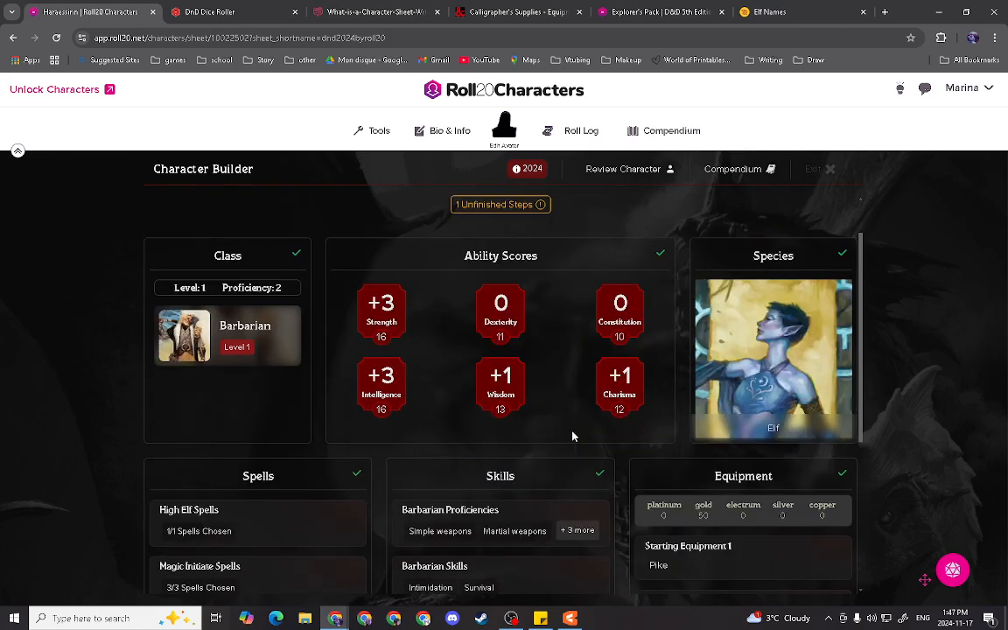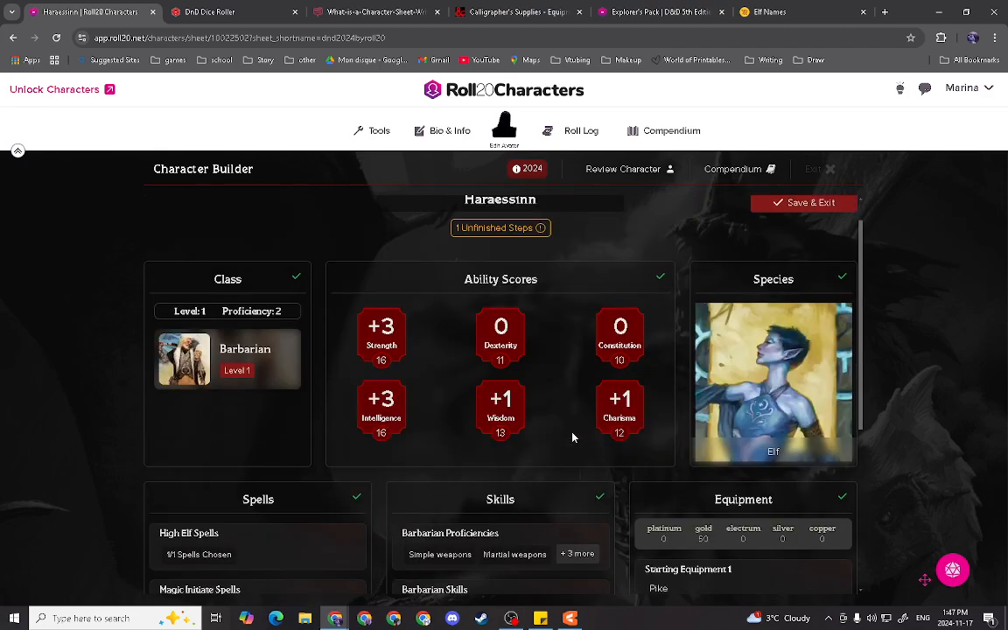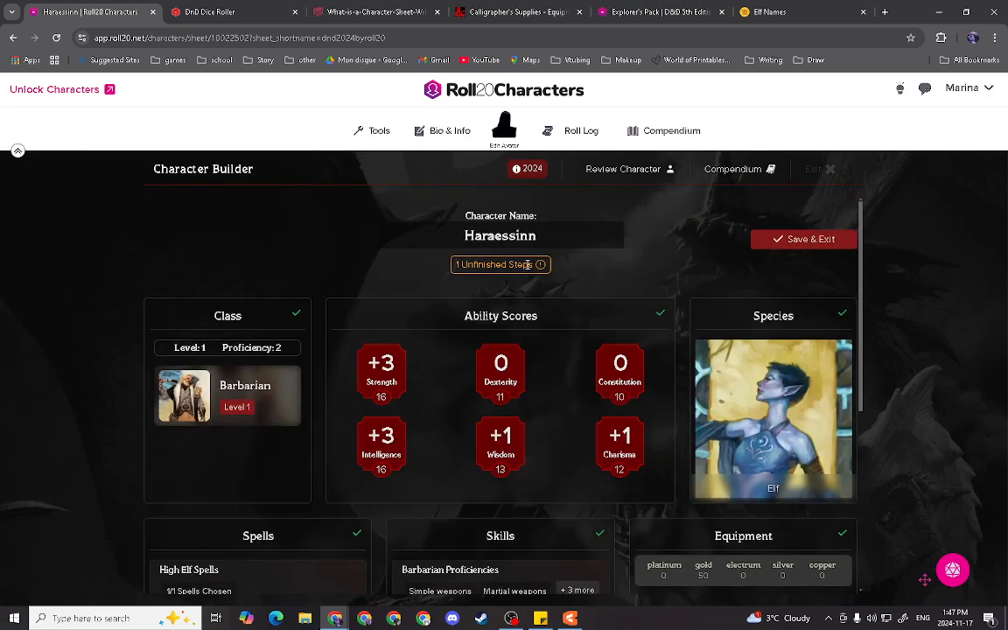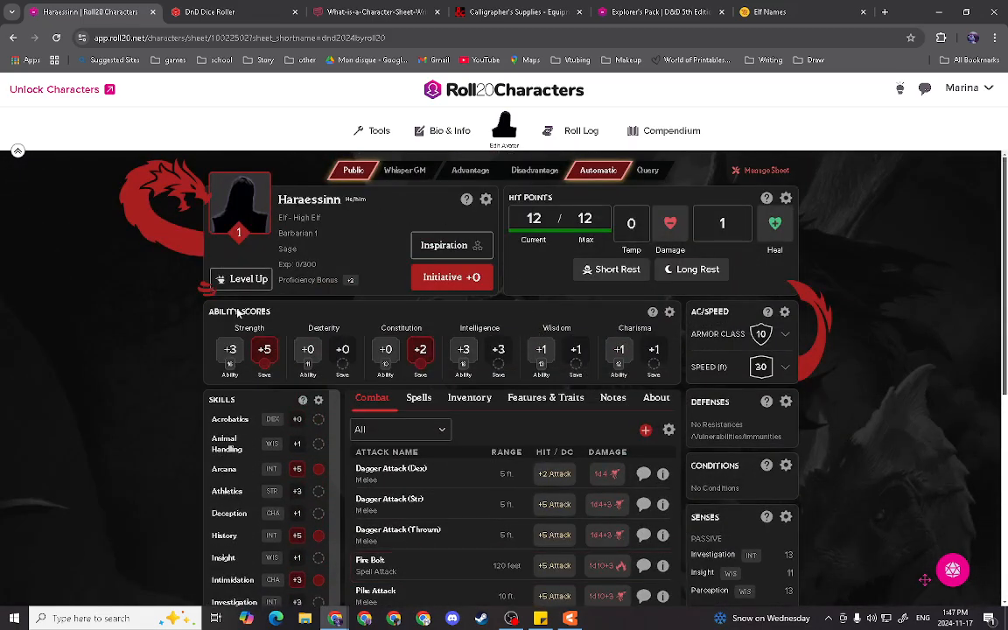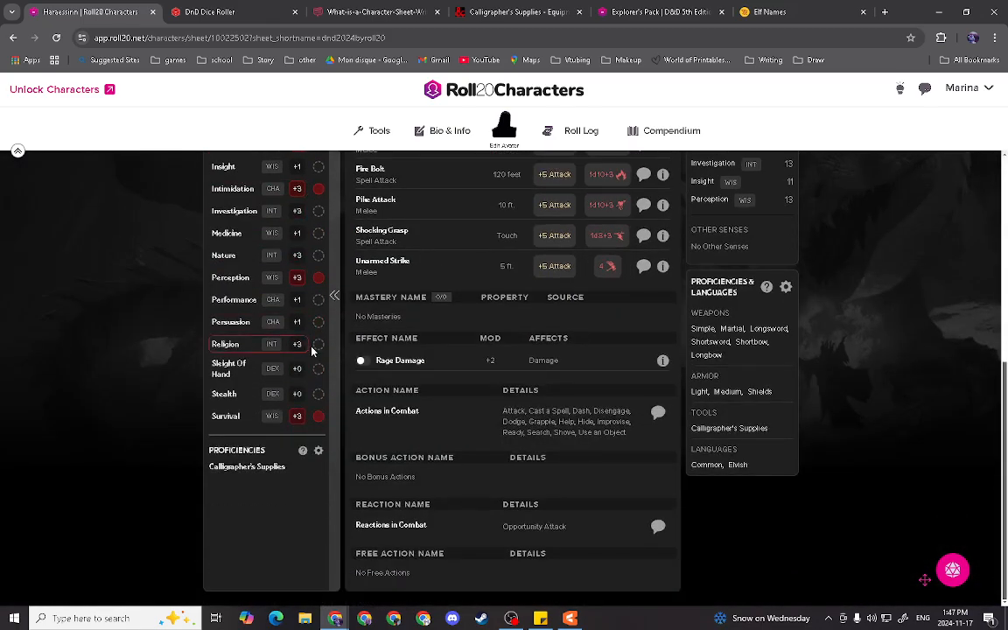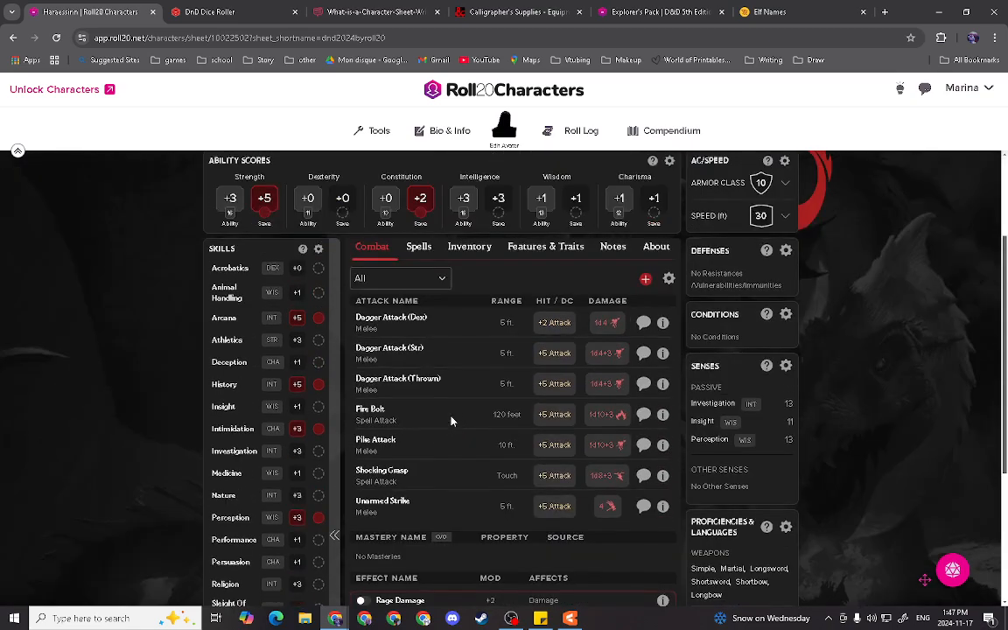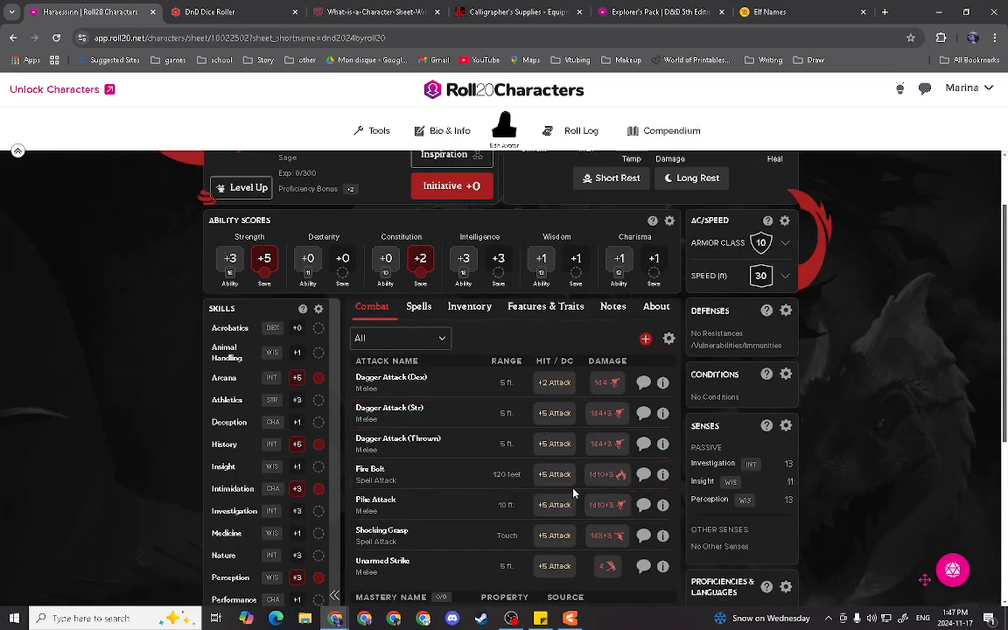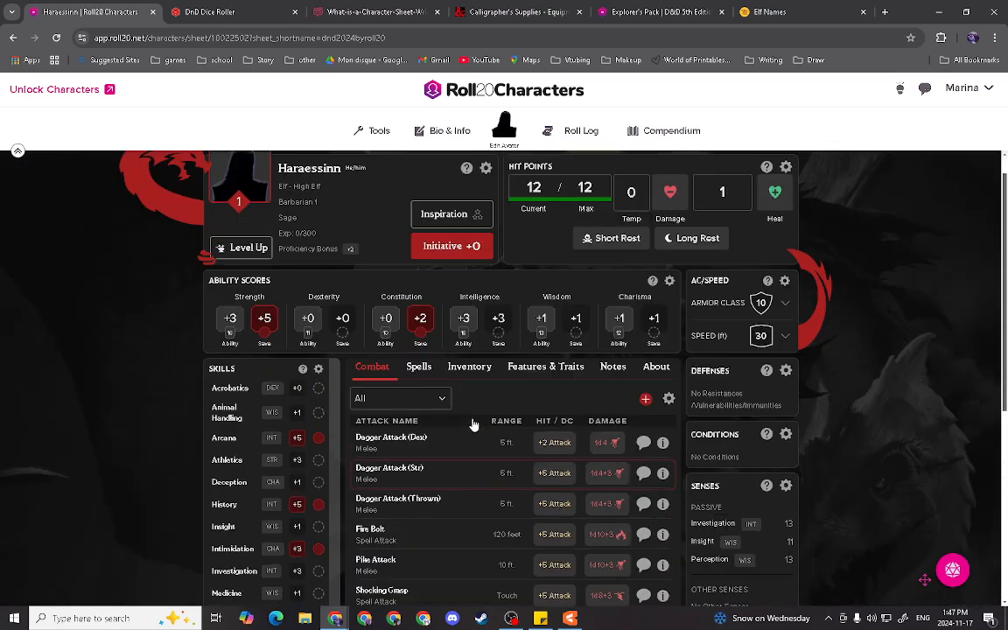Alright. So this is your character. Wow, okay. One unfinished step. Oh, maybe the backstory part? Maybe. So this is what your character sheet looks like. Wow, okay. So this is what you have for attacks. Okay. These are your ability scores.